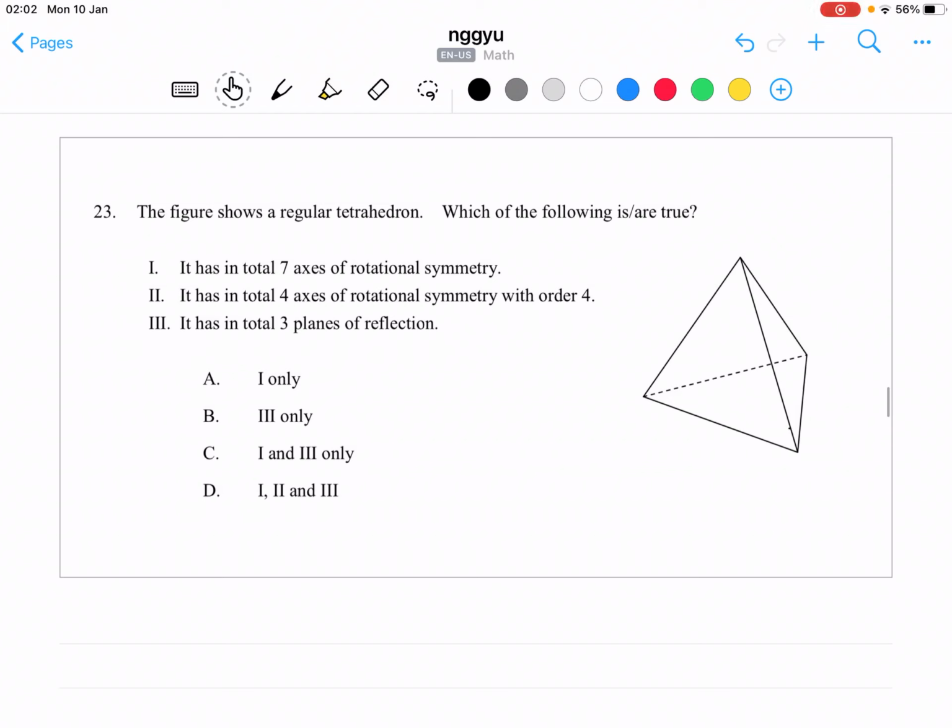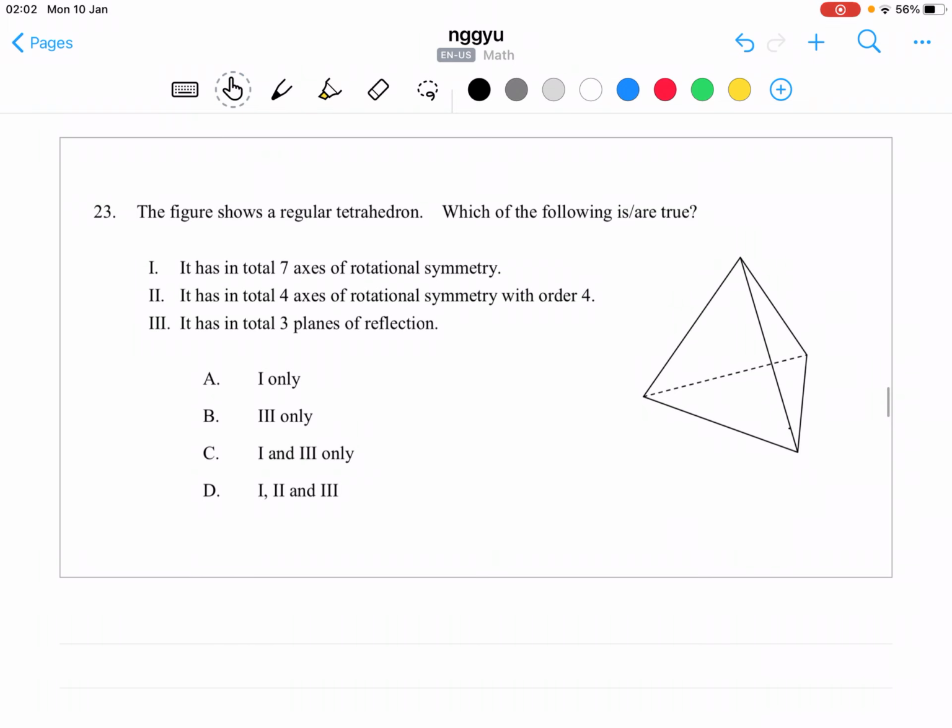Question 23. The figure shows a regular tetrahedron. Which of the following are true? 1. It has a total of 7 axes of rotational symmetry. 2. It has a total of 4 axes of rotational symmetry with order of 4. 3. It has in total 3 planes of reflection.